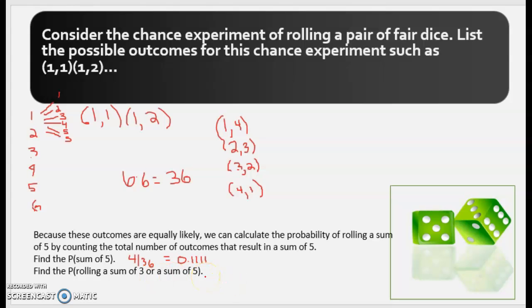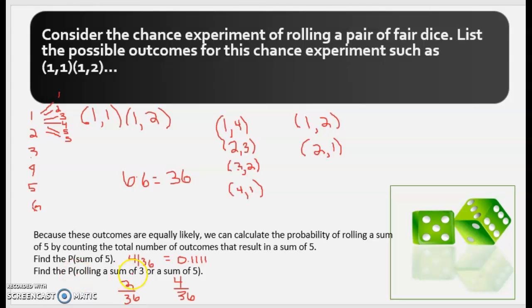I can use that property number 3. I need to find the probability of rolling a sum of 5 and rolling a sum of 3. Well, we already did the sum of 5, and that was 4 out of 36. So I'm going to just write that right below that sum of 5. Let's go think about rolling a sum of 3. So my possibilities would be 1 and 2, and really just 2 and 1. So I have 2 out of 36 possibilities of rolling a sum of 3.